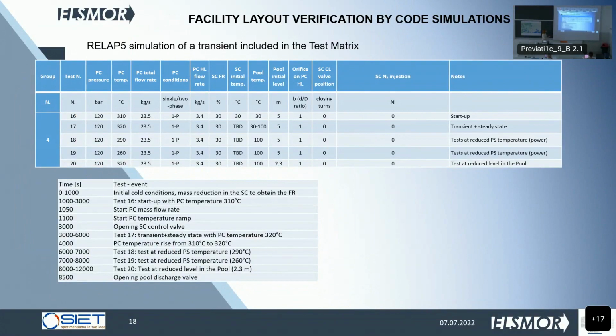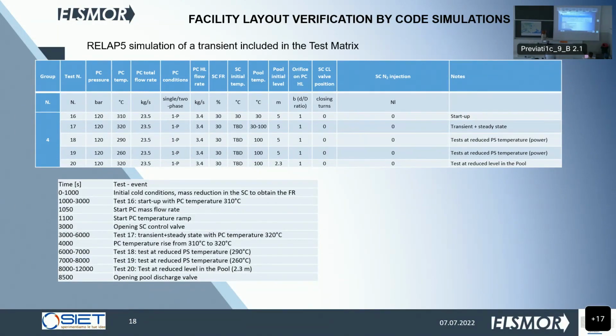Then another important factor in this natural circulation loop is the filling ratio. How much water do I need to include inside the secondary loop? We don't know now. So we will do different tests with different amounts of water in the secondary loop to find the best filling ratio for the loop. So this test has been performed with 30% filling ratio.